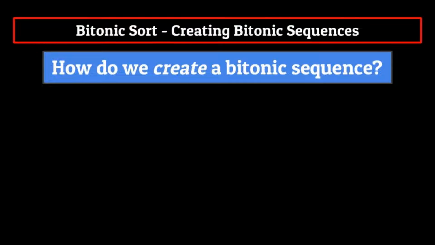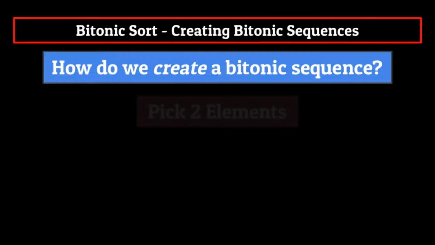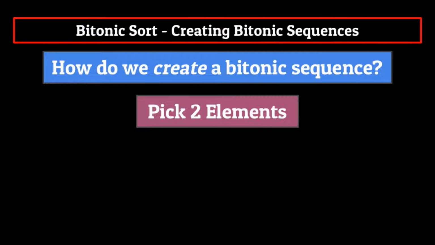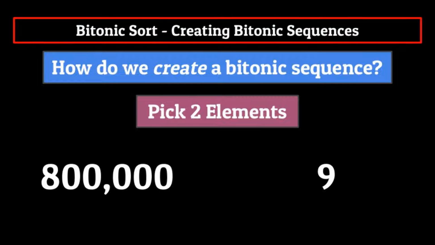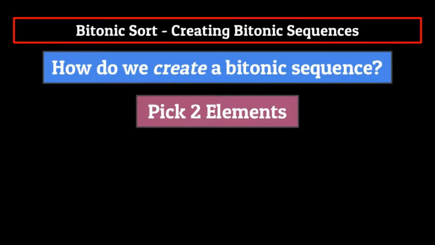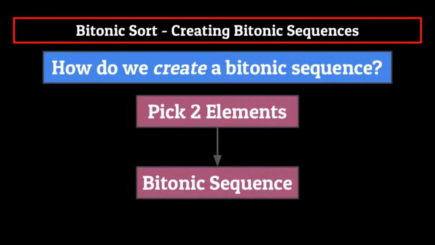Before we get into any of the nitty-gritty details, I'm going to perform a magic trick. Stay with me here. Consider two integers. Any two integers. 5 and 10, 10 and 3, 800,000 and 9. Any two integers in the world that you can think of. Do you have them in your mind? Okay. Now with the snap of my fingers, I've converted those two integers into a Bitonic sequence.